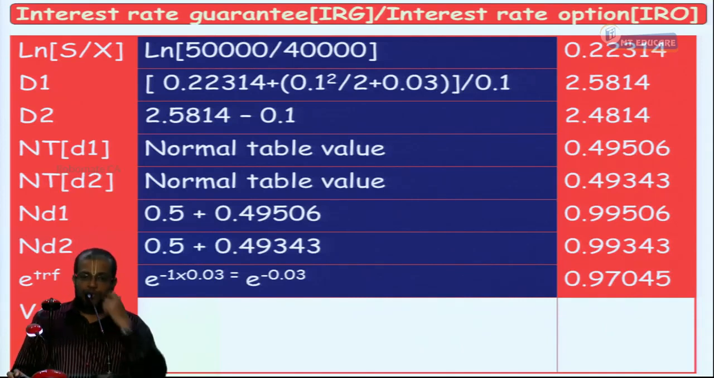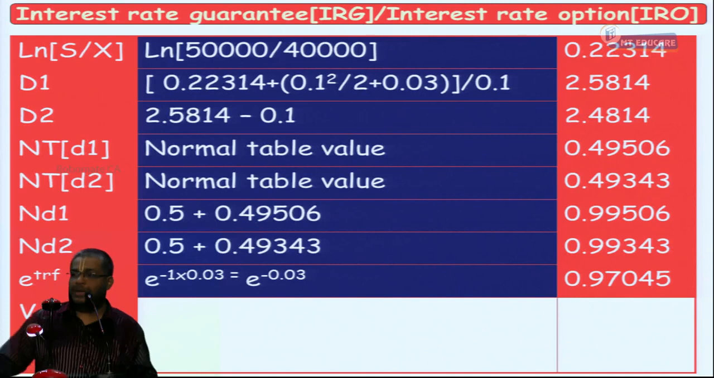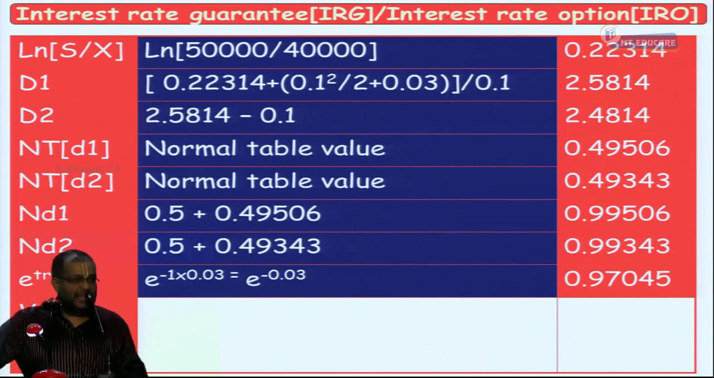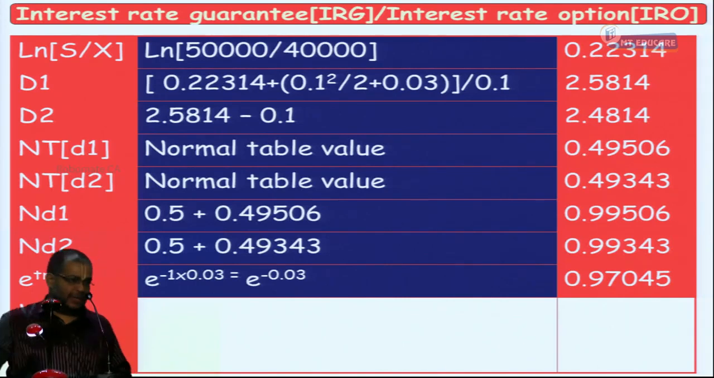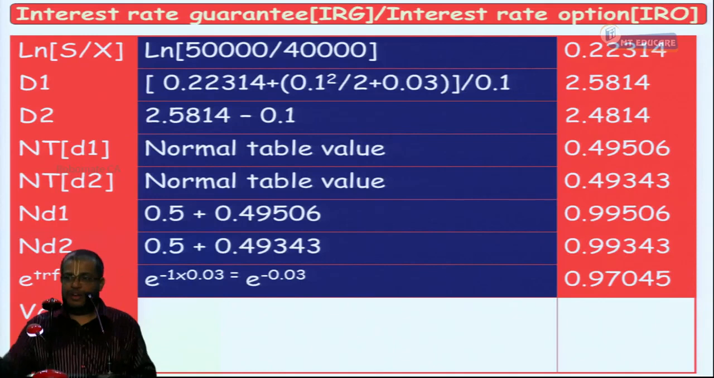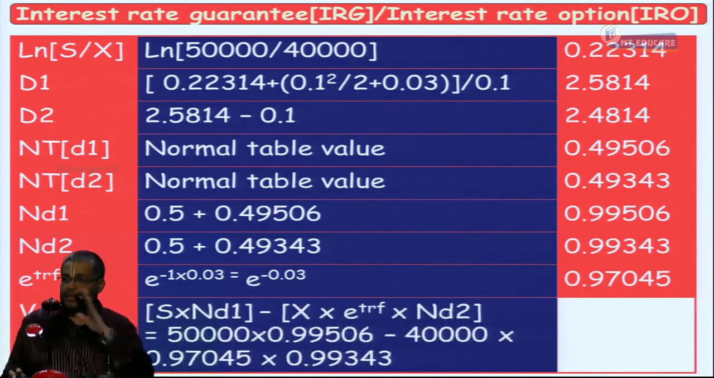Value of the call. Formula please. What is the value of the call? Next, VC, step number 9. VC is equal to S into ND1 minus X into e power minus TRF into ND2.